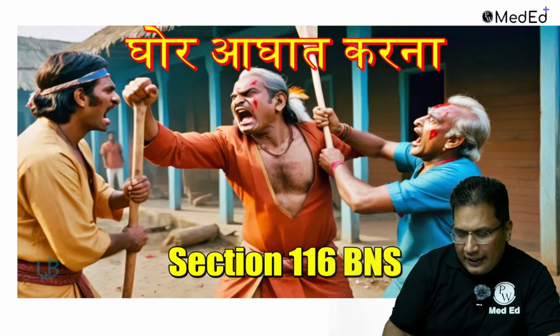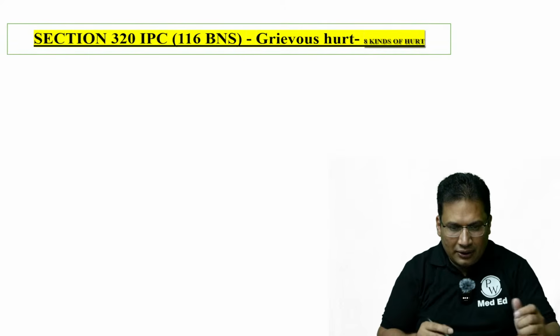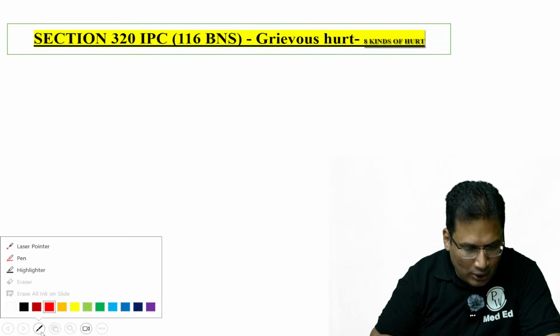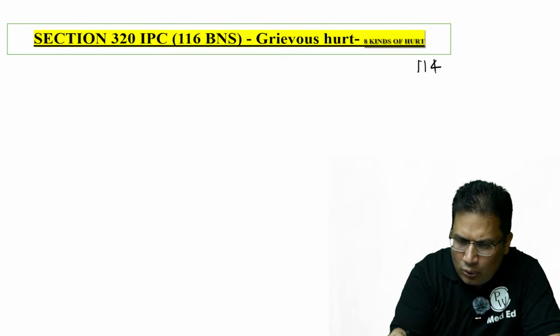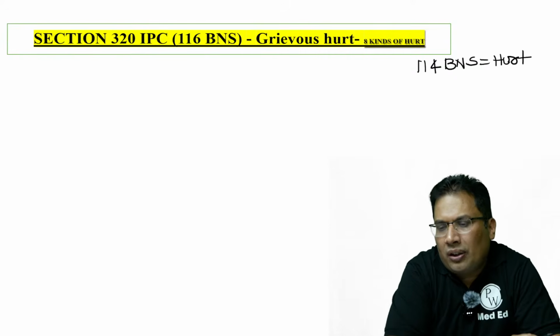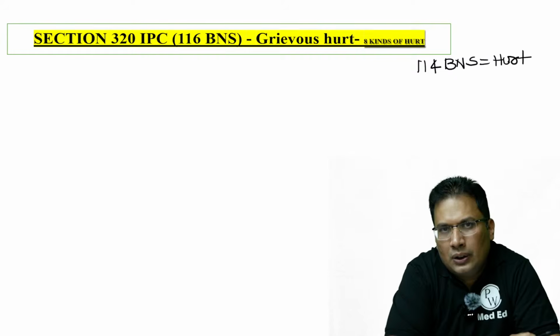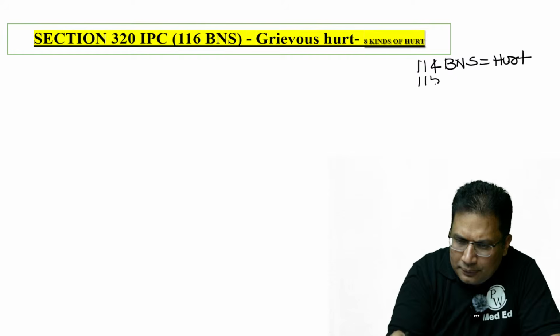Okay, so let's see what are the 8 clauses of grievous hurt. Before that, let me summarize a few important BNS sections. Remember, 114 is hurt. So all of you write in the chat box, 114 is equal to hurt. 115 is voluntarily causing hurt.